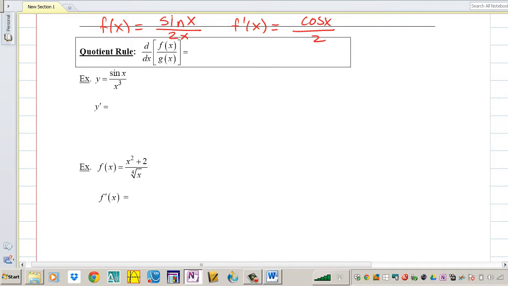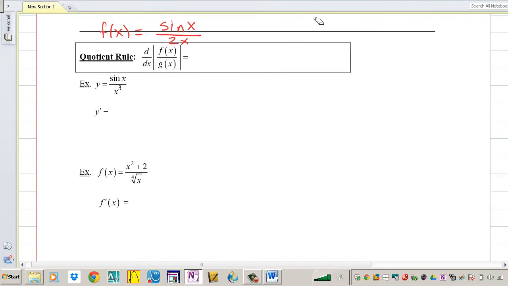There's a special rule for taking the derivative of quotients or fractions. Now, what they did here is they took the quotient of the derivatives. So the derivative of a quotient is not the quotient of derivatives. There's a special rule for that. And I'm going to go ahead and talk about that right now.